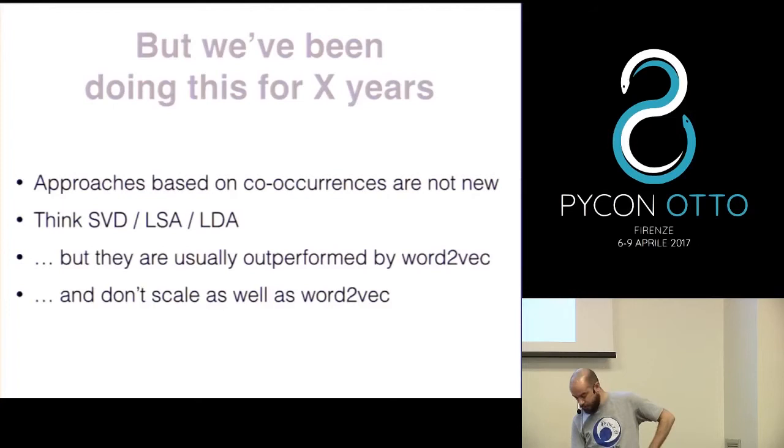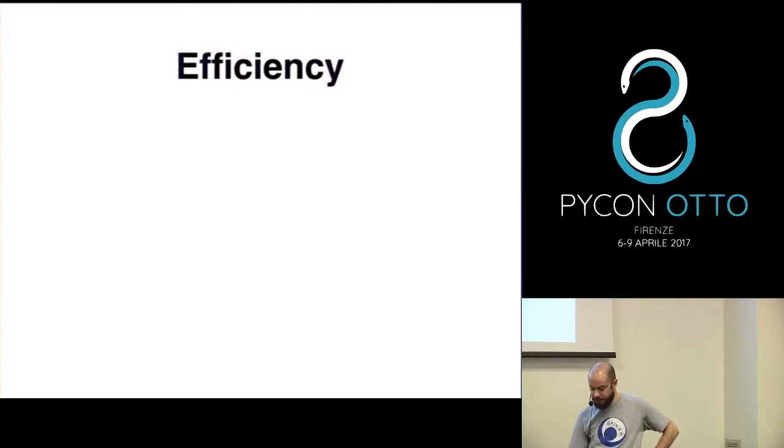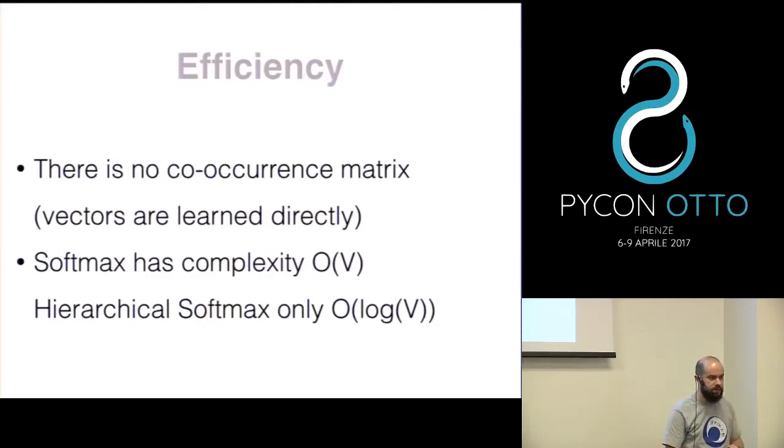So there's a notion of efficiency. The first paper of word2vec starts with efficient representation. So that's the focus, efficient representation. Because they're based on co-occurrences, but there is no co-occurrence matrix in memory. So you don't need to load the co-occurrence matrix in memory. Vectors are learned as you go directly.